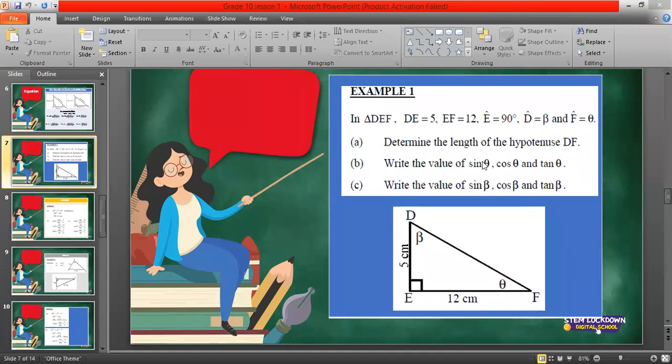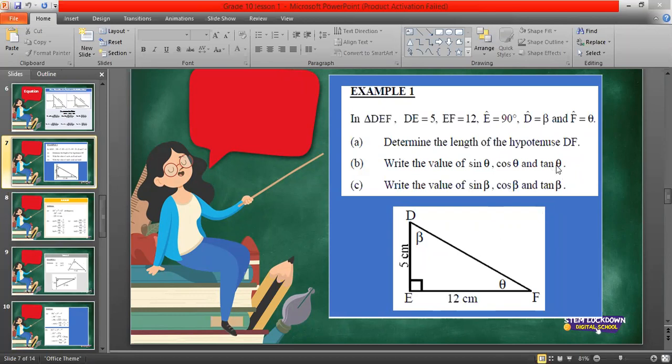To find sine theta: sine theta is opposite over hypotenuse, so that'll be 5 over 13. That is our sine theta. And our cos theta will be adjacent over hypotenuse. Don't forget SOHCAHTOA. Cos is adjacent over hypotenuse, so adjacent 12, hypotenuse 13. So our cos theta will be 12 over 13.